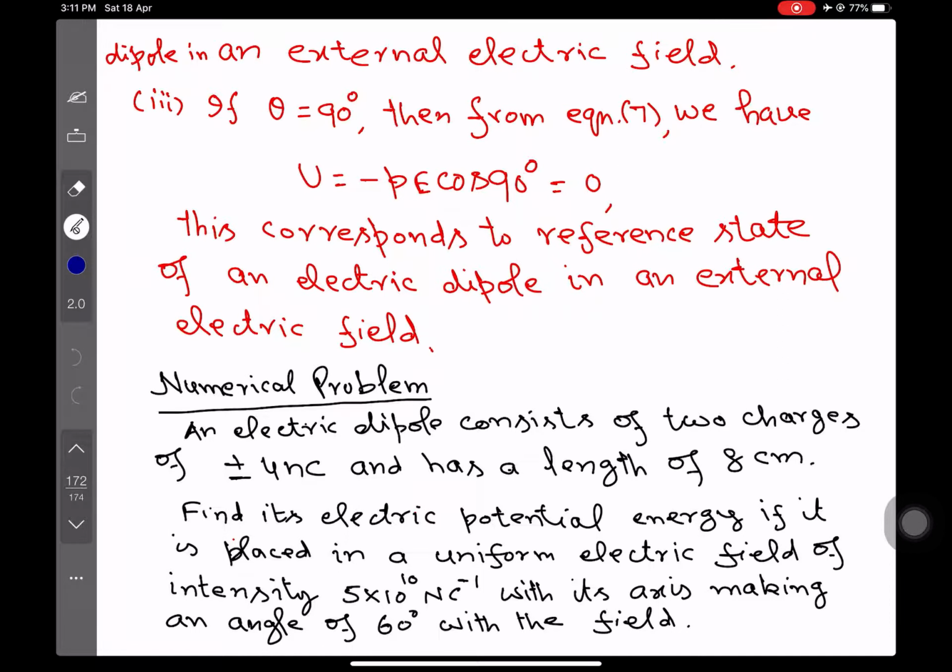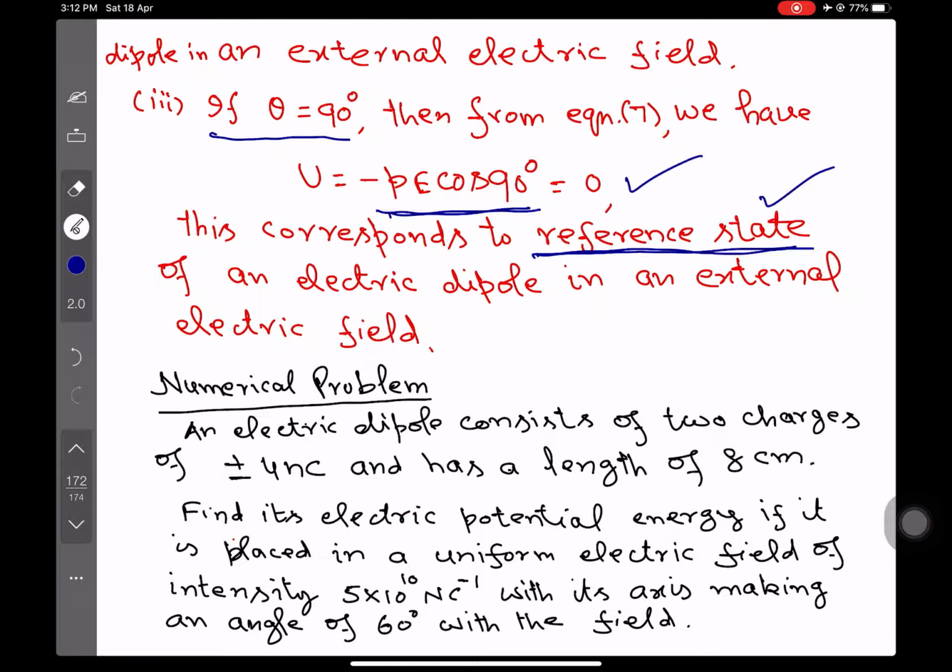Now the third case is that if theta equal to 90 degree, that means the electric dipole has been placed with its axis making an angle of 90 degree with the given electric field. Then from equation 7 we have capital U equal to minus PE cos 90 degree, and what is cos 90? 0, and therefore the potential energy of the given electric dipole in this position is 0. And this corresponds to a reference state of the electric dipole in the given electric field. So remember, when theta is 90 degree, that is, when the angle between P vector and E vector is 90 degree, we say that it is the reference state of the given electric dipole.